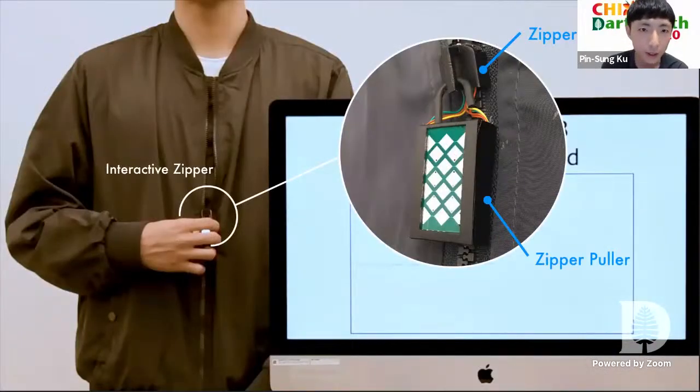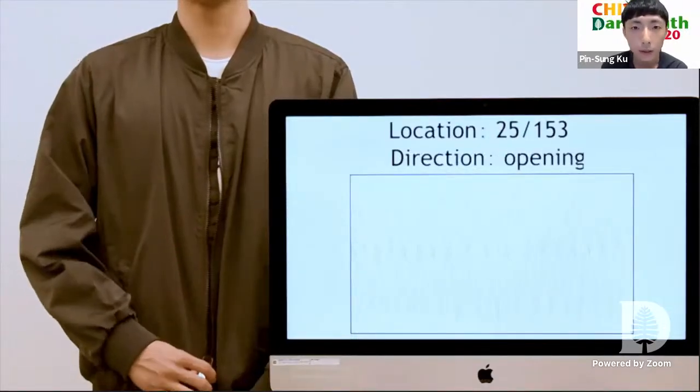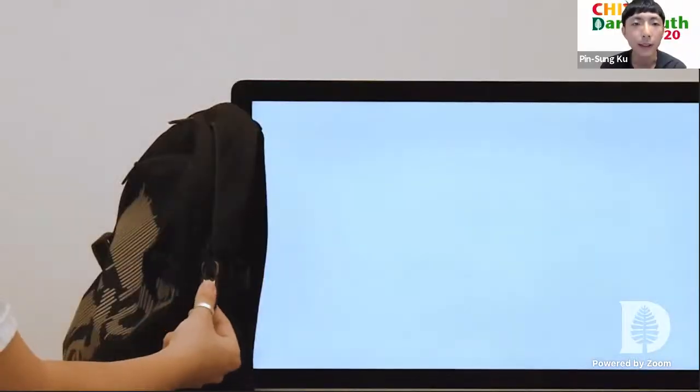So ZiPro is an interactive zipper that is composed of a 3D printed slider and puller. It can replace the slider of a standard size 5 zipper and enables seamless input and sensing, such as the location of the slider, gesture on the puller, and the identity of the zipper user.